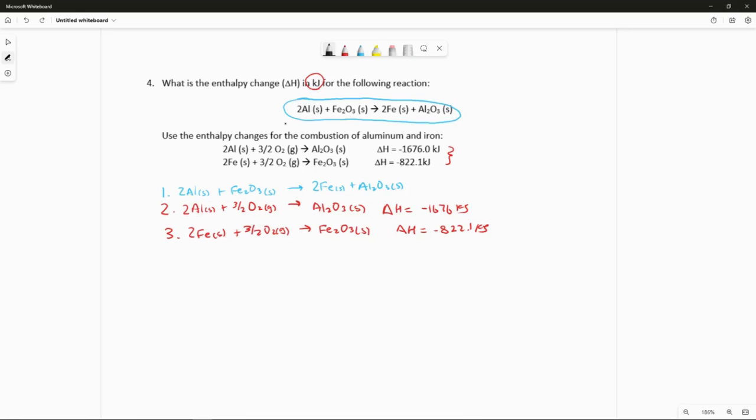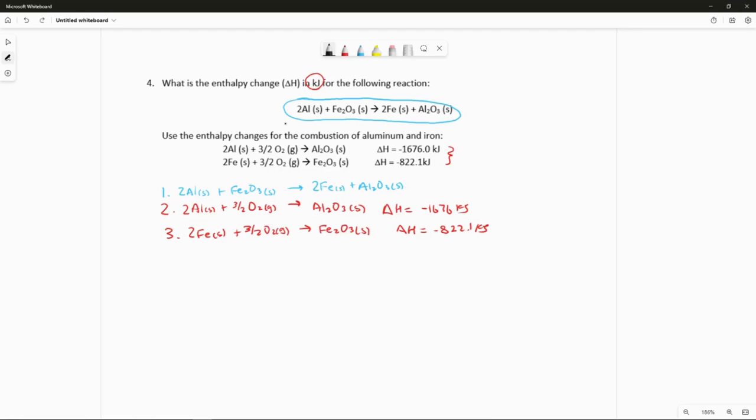Number 3, we can look at 2Fe solid, which is on the left side of the arrow in the red equation, but in the blue equation, what we want to get, it's on the right, right? It is the same thing, 2Fe solid. So what we're going to do is switch the sides of all of this. Move all the reactants to the product side, and move the product to the reactant side.